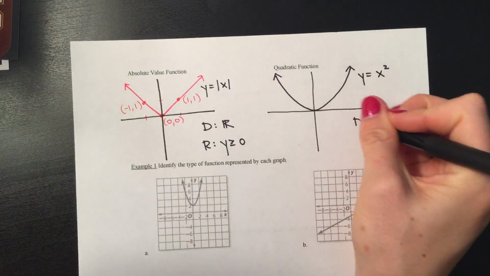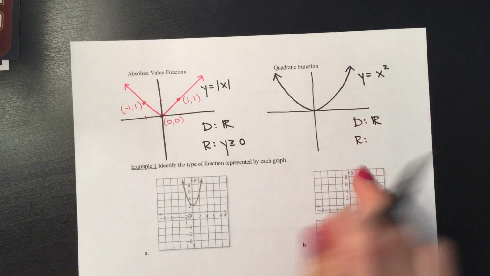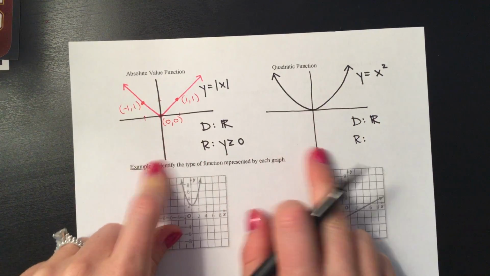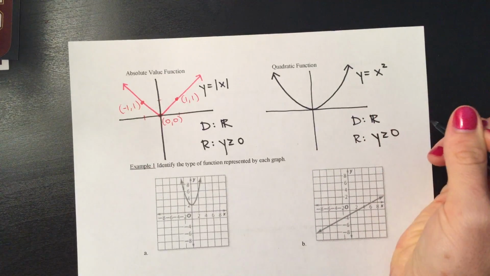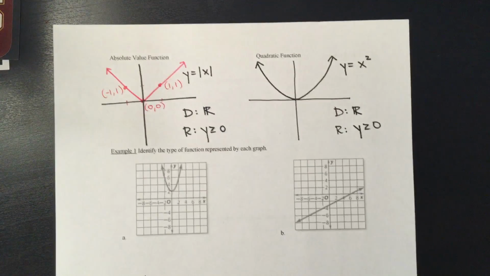Let's talk domain and range. Again, domain, all reals. And the range is actually the same as this range. See how neither one of them go below the origin? There's no y values plotted down here. So this one has the same range. All values of y that are greater than or equal to 0. 0 is the low point, and then it just goes up from there.